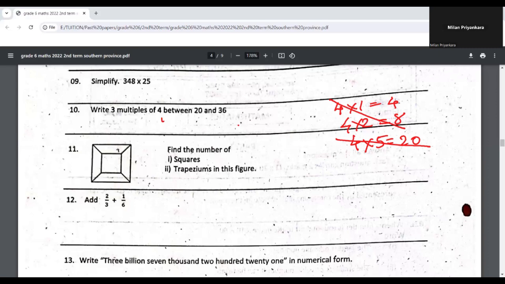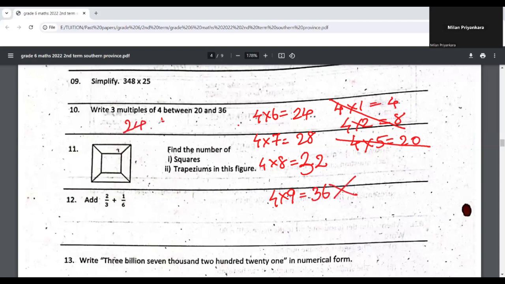For that, we can take the multiples like this. 1 will be 4 into 6, it will be 24. And 4 into 7, it is 28. 4 into 8, which is 32. 4 into 9, which is 36. So we cannot take 36 either. So our answers will be 24, 28, and 32 only. These are the answers. These are the multiples of 4 between 20 and 36. So I think you understand this.